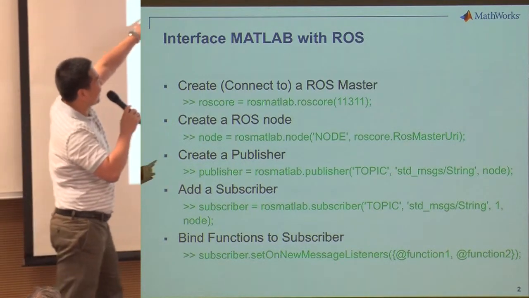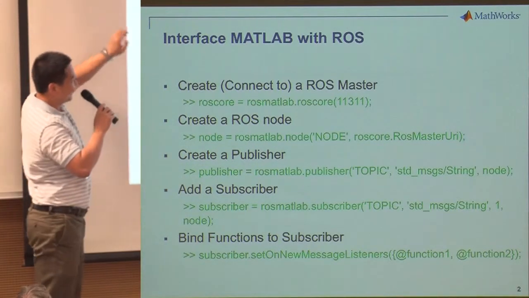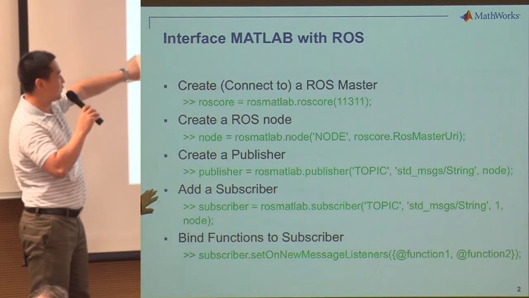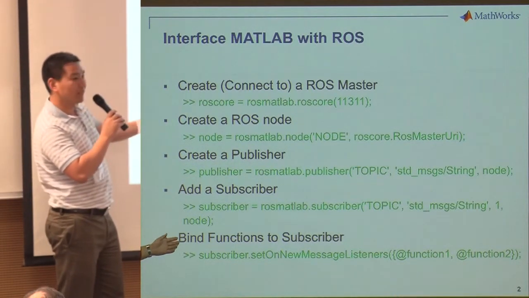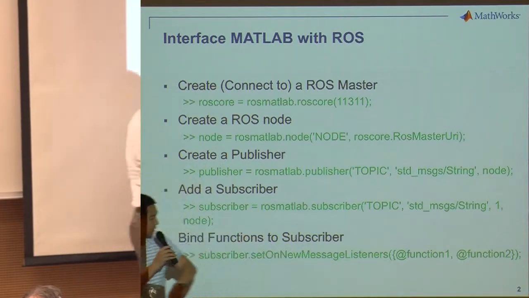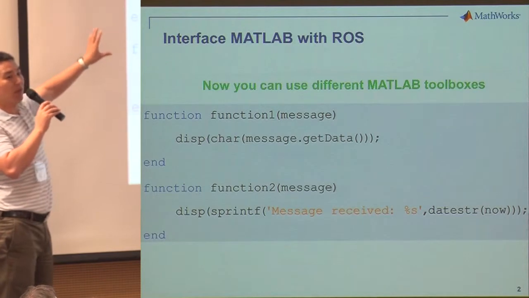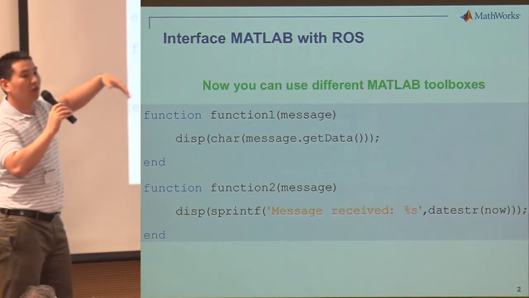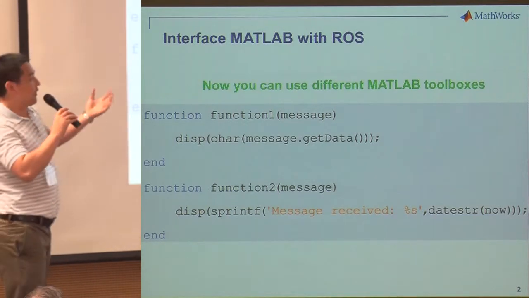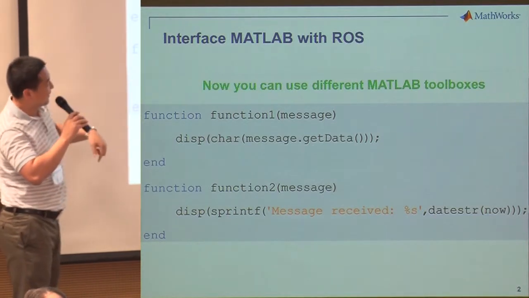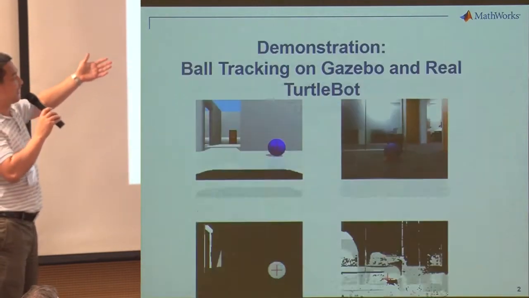Then you can create a ROS node, create a publisher, and add a subscriber to the node. And now you can set functions for when the data comes. Here, can you move to the next slide? Now you have the flexibility of writing any MATLAB functions here. For example, when data comes, you do image processing, face detection, for example. Next. Yeah, this is the example I show you here.